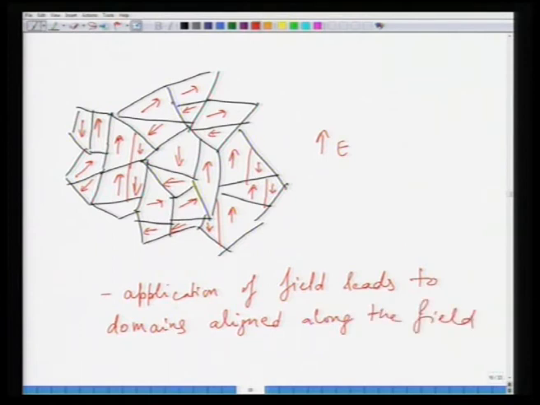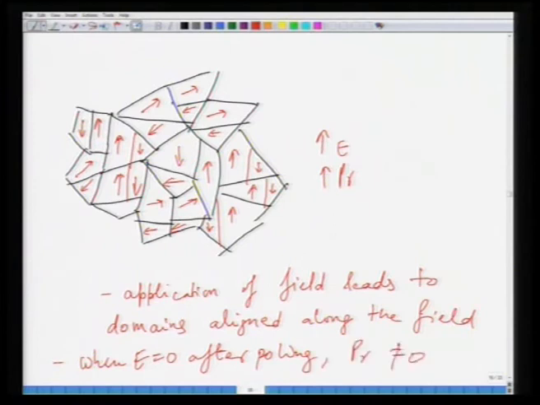As E increases, the P_R also increases, but when you remove the field, all these domains do not come back to their original situation. As a result, when E is equal to 0 after poling, P_R is not equal to 0, and this is what you want. You want some polarization to be present inside the material. So, the important requirement for a piezoelectric material is that you need to pole it before you use it as a piezoelectric material.